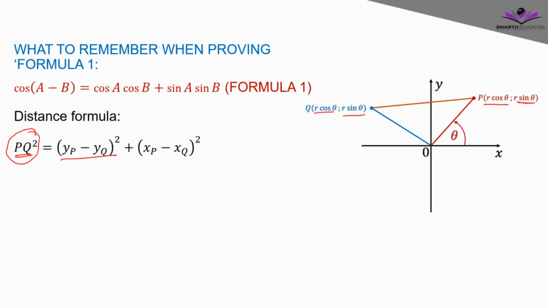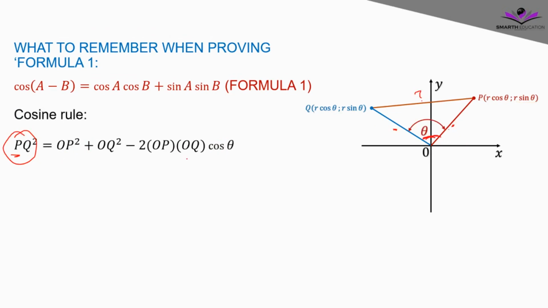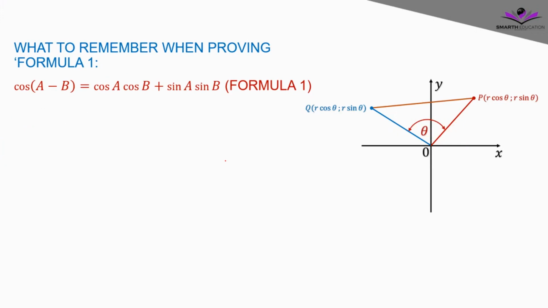Okay, so we can easily find PQ squared using the distance formula, and then find PQ squared using the cosine rule, and then equate these two. That's what we're going to do, right? And then remember, sine squared theta plus cos squared theta is equal to 1. This is a trigonometric identity that we do in grade 11. Sine squared theta plus cos squared theta is equal to 1.